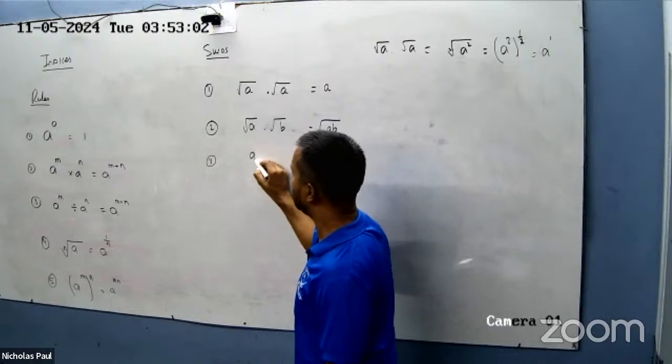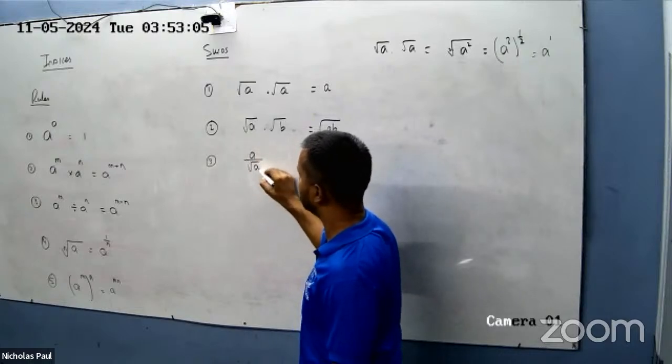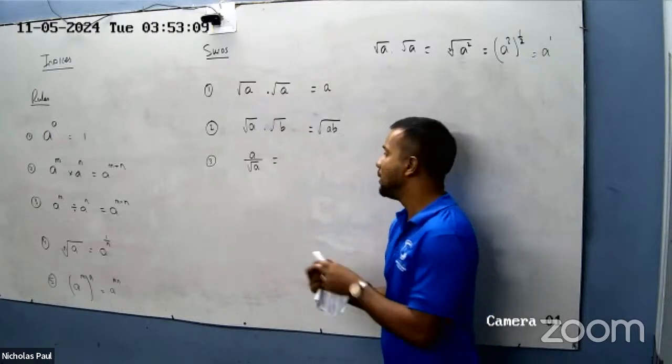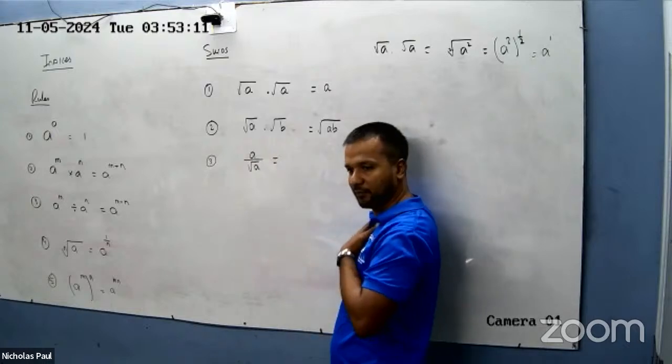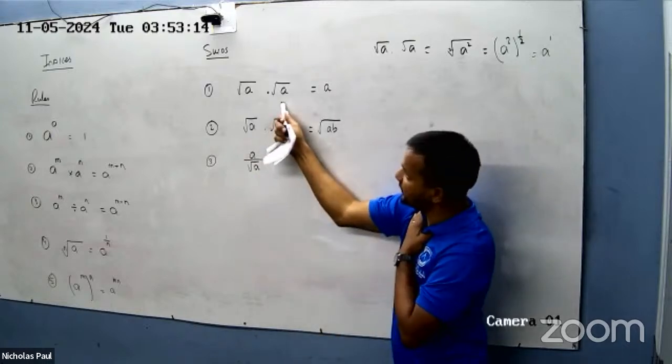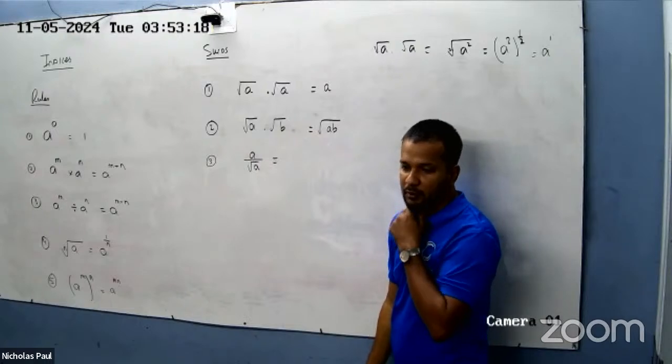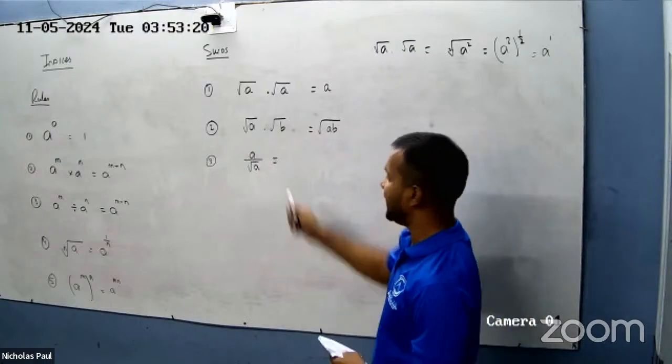What about A over root A? What do you think this is? Dominic, what do you think A over root A is? Use this as a little help. What do you think A over root A is?